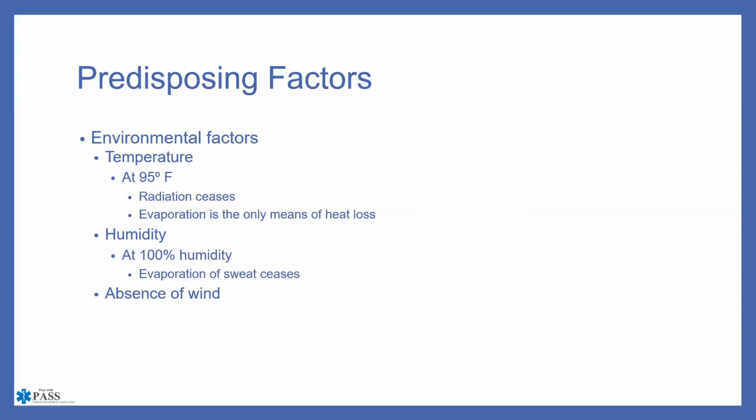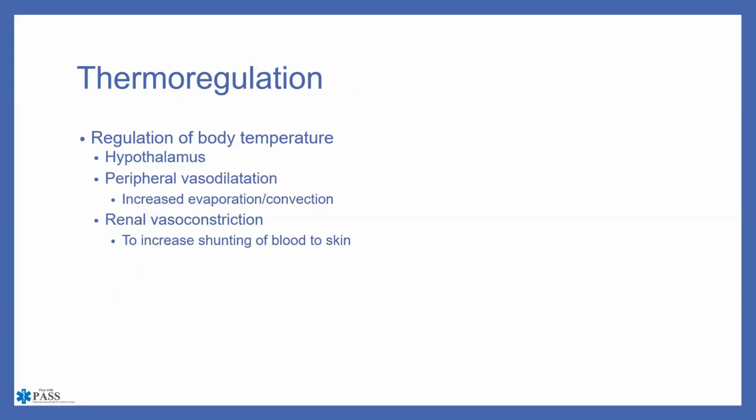Environmental factors: at temperatures above 95 degrees Fahrenheit, radiation will cease at that point, so evaporation is the only means of heat loss. So you're more susceptible at greater than 95 degrees to have a heat issue. And it's not because it's just hotter, right? It's because it actually changes the ability to get rid of the heat internally. At humidity of 100%, the evaporation of sweat ceases. And then there's the absence of wind. We actually want wind to be blowing across the skin to help cool. I know that sounds very elementary and very basic, but physiologically, it also helps tremendously.